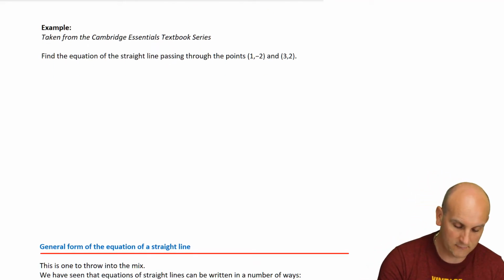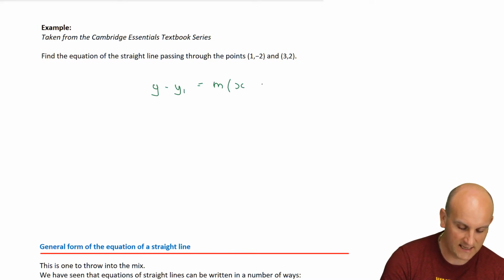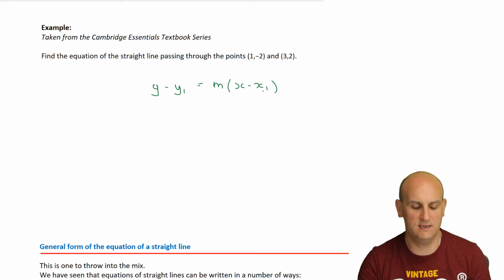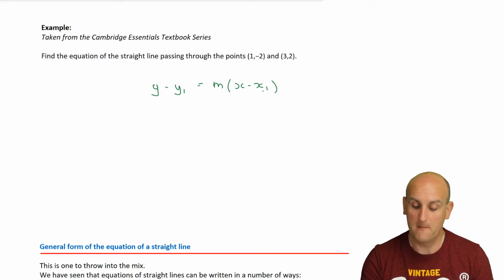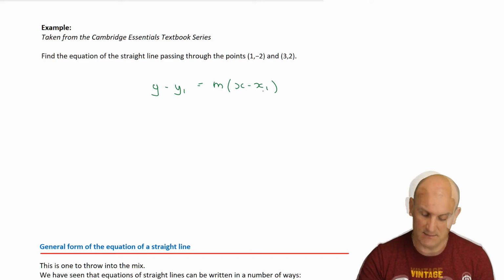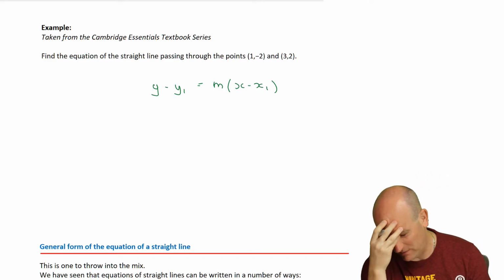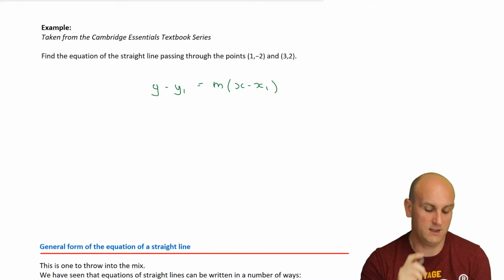Well, going back, I've got y minus y1 equals m(x minus x1). Well, in this situation here, I know an x1 and a y1 because they've actually given me 2 coordinates I can choose from. But what I don't know is my gradient. So how do I find my gradient? Oh, it's too complicated. Rise over run, absolutely.